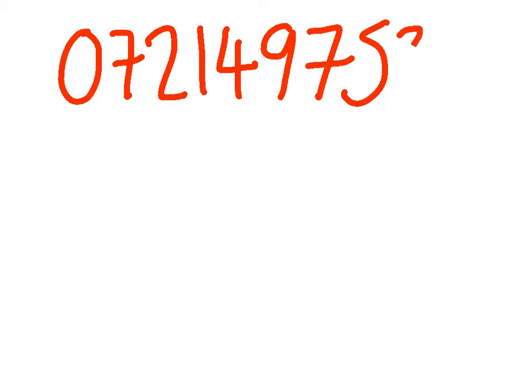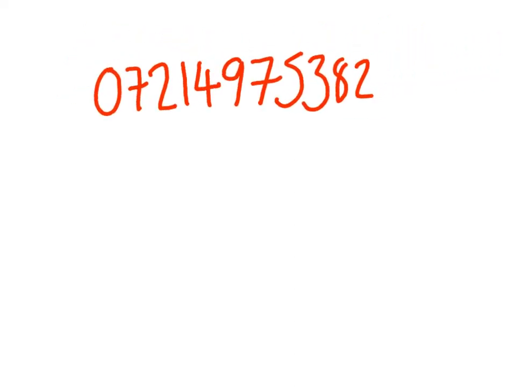Okay, so let's think of a mobile phone number. So now 072 149 753 82. So that should give us 11 digits, hopefully. You see 1, 2, 3, 4, 5, 6, 7, 8, 9, 10, 11.